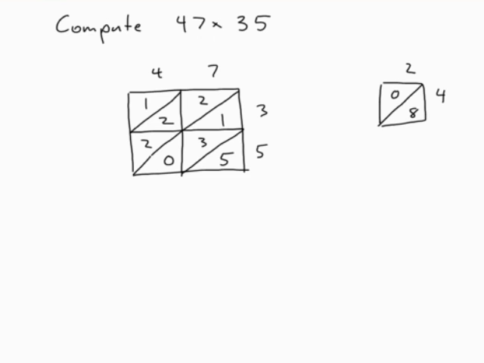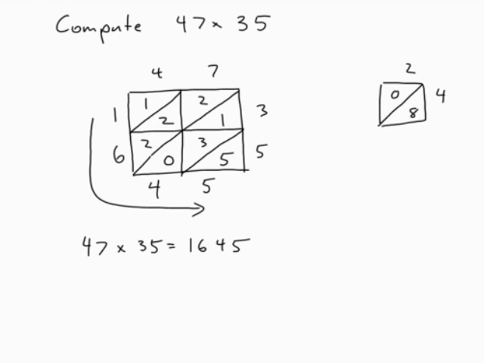To calculate the final result, you add down the diagonals starting from the lower right corner. In the bottom right, we have 5. Next, we have 0 plus 3 plus 1, which is 4. Then we have 2 plus 2 plus 2, which is 6. And then we have 1. To read off the final answer, we start from the top left and move around clockwise. The final result of this calculation is 1,645.